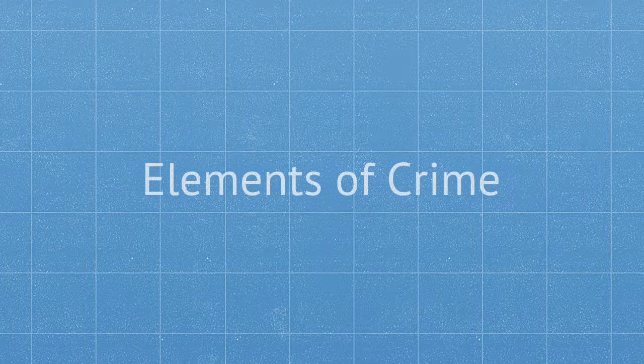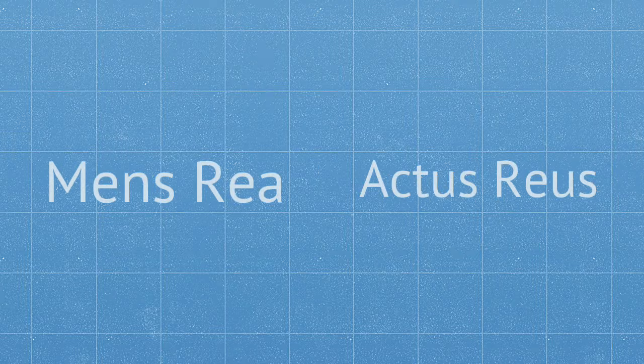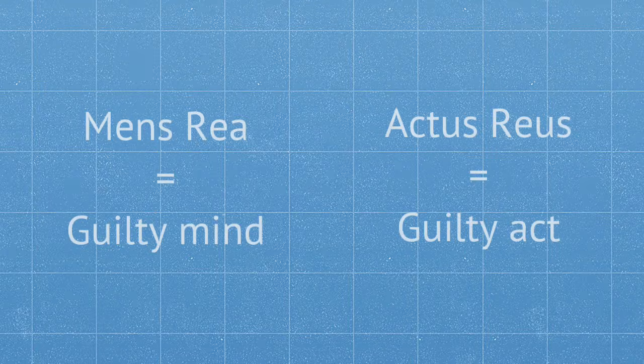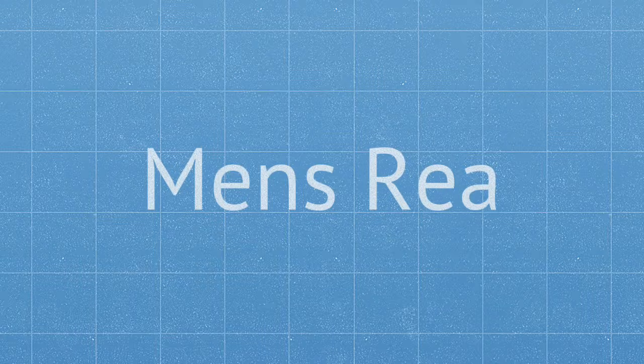Today we're going to look at the elements of crime. The two fundamental elements that need to be proved for something to be a crime are mens rea and actus reus. These are both Latin terms meaning guilty mind and guilty act. Let's look at mens rea to start.